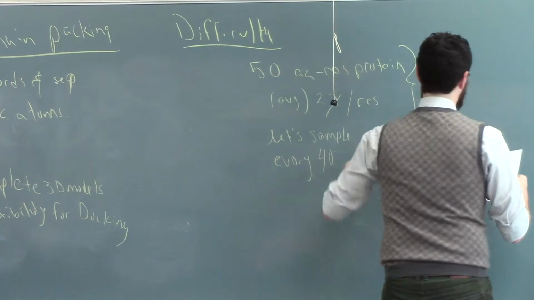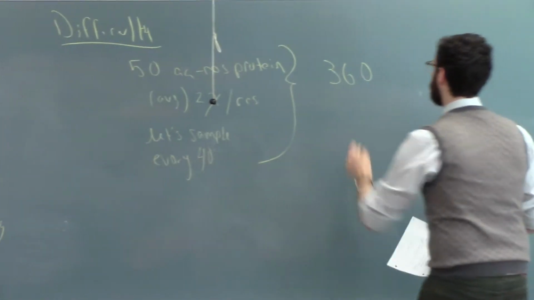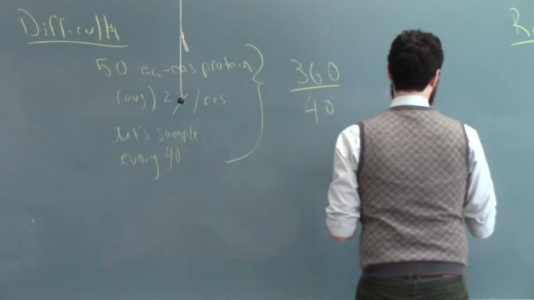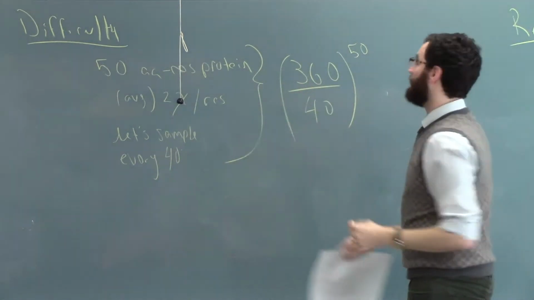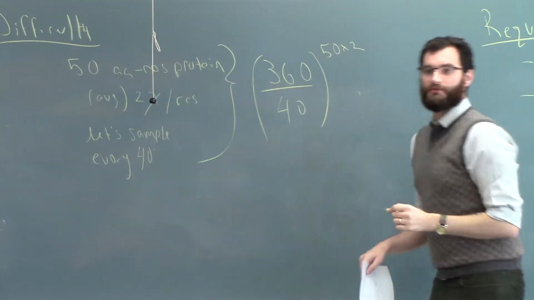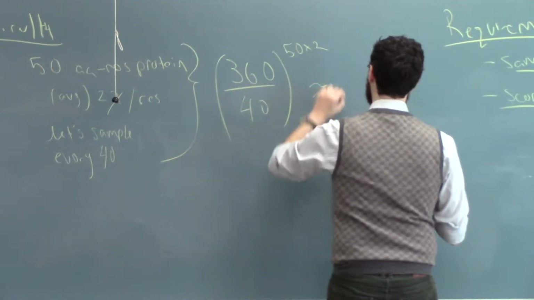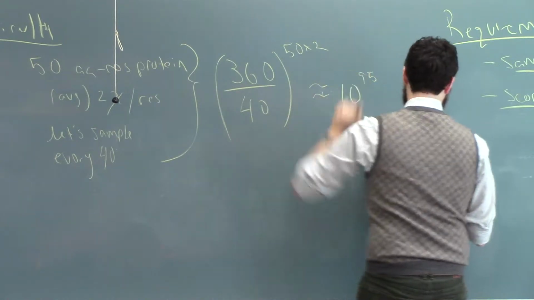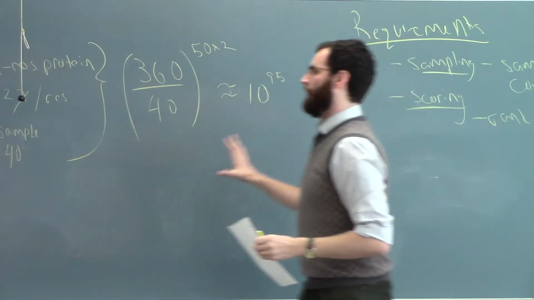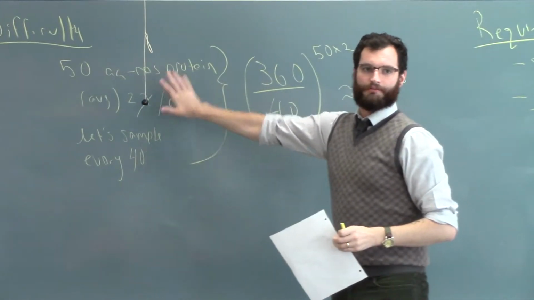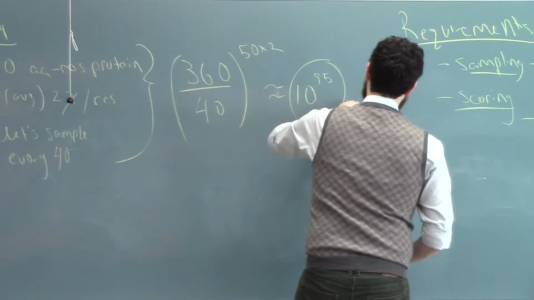And so what this ends up meaning is that for every chi, which can be 360 degrees, full circle, we sample every 40 degrees, raised to the 50th for the number of residues we have, times 2, the number of chi's we have. So this ends up being about 10 to the 95 conformations that we would need to sample through to do an exhaustive sampling of a really small peptide. So this is too large.